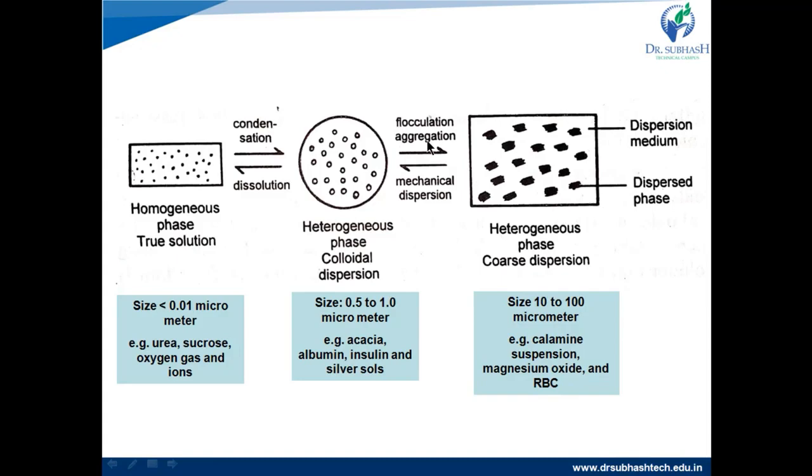On flocculation and aggregation, this colloidal dispersion can be converted to the coarse dispersion, which includes two different phases: one is the dispersed phase and the other is the dispersion medium. The particle size ranges between 10 to 100 micrometer. Examples are calamine suspension, magnesium oxide and RBC.